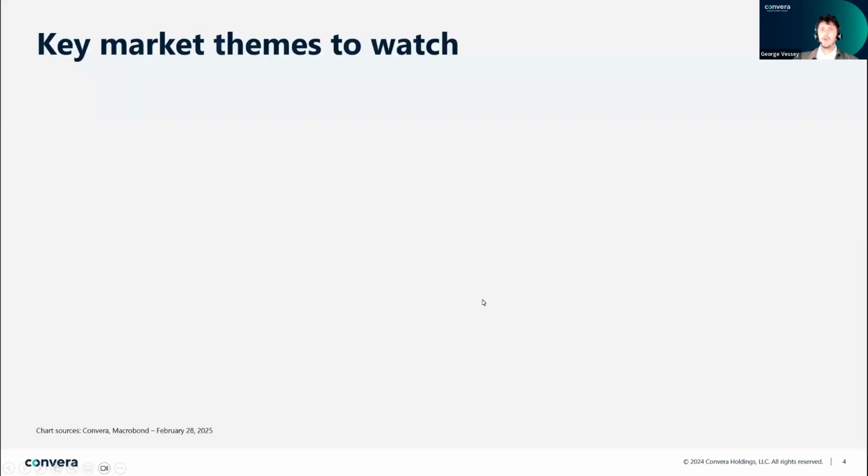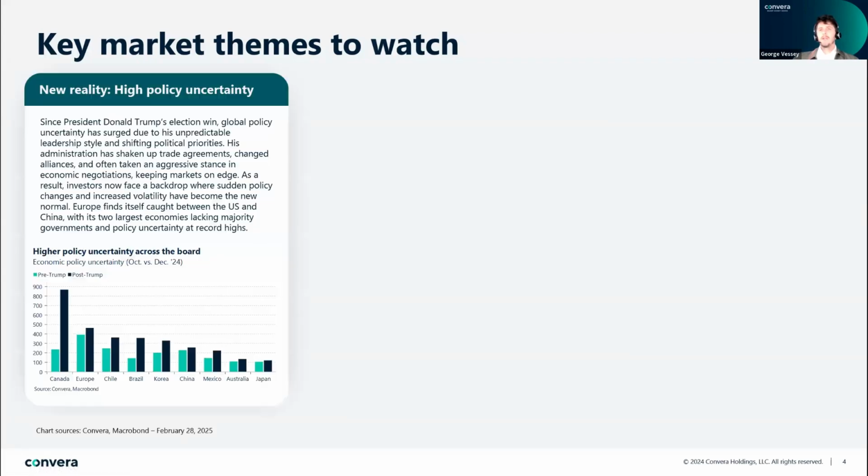Well, again, to reiterate, policy uncertainty is what it's all about. It's sky high at the moment. Since President Trump's election win back in November, global policy uncertainty has surged across the board. And this is partly due to his unpredictable leadership style and shifting political positions and priorities. His administration has shaken up trade agreements, changed alliances, and has often taken an aggressive stance in economic negotiations, which has kept markets on edge. And as a result, investors now face a backdrop where sudden policy changes and increased volatility have become the new normal.